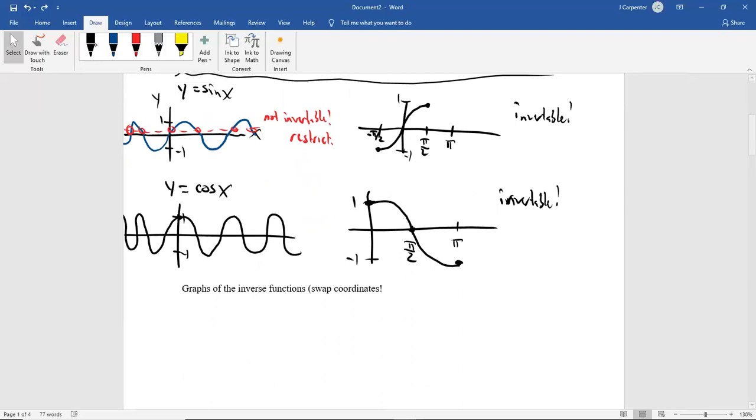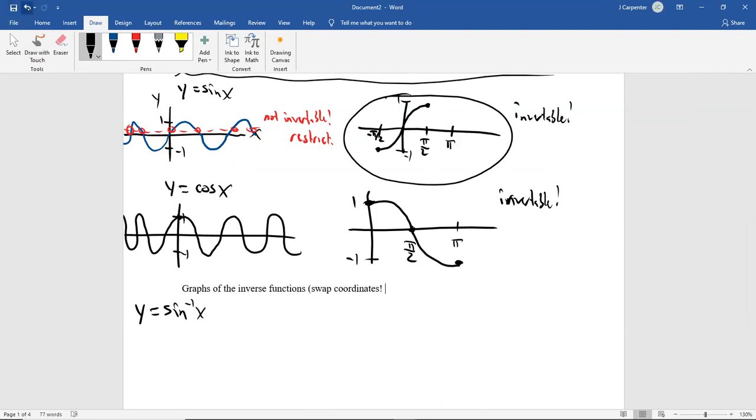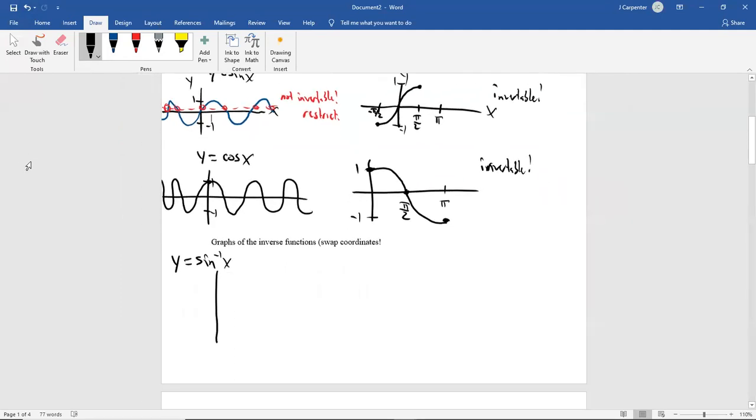All right, so first we're going to do y equals inverse sine of x. Again, it's just taking this graph right here and swapping all x and y coordinates. So the values going from -pi/2 to pi/2 on the x-axis will now be on the y-axis. I'm going to scroll back just a little more.